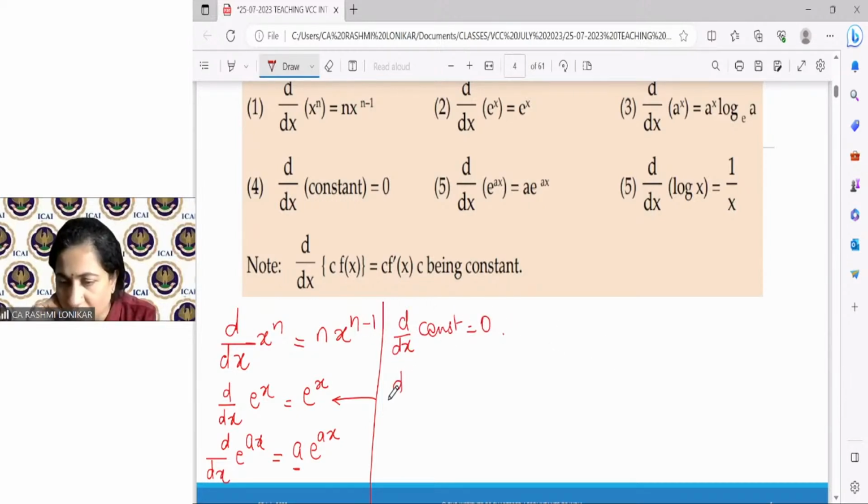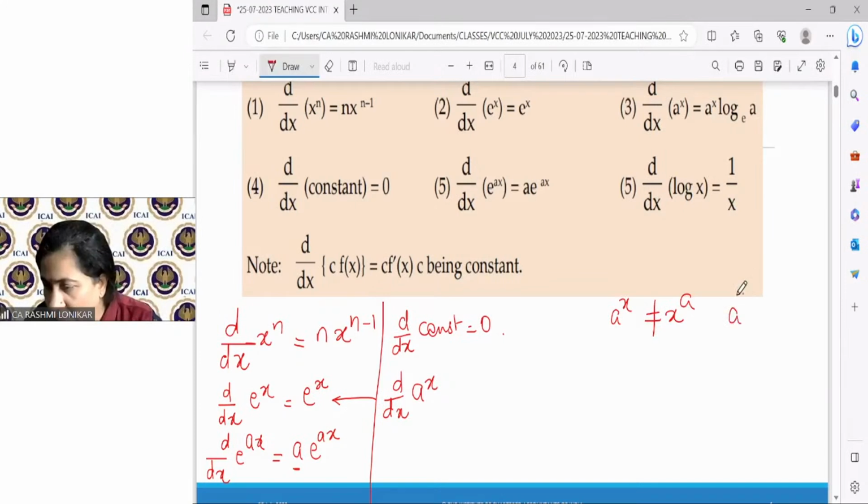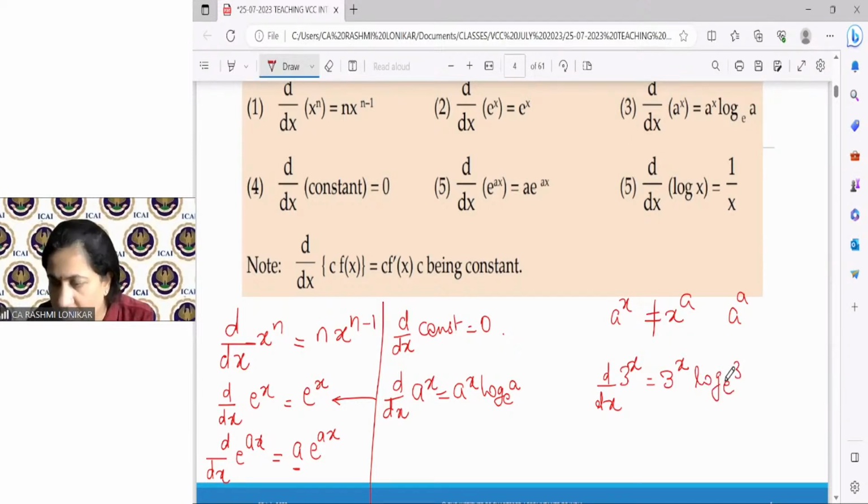Okay, then we have d by dx of a raised to x. As I told you, a raised to x is not the same as x raised to a, and a raised to a is also very different. For example, I have 3 raised to x. For this, the formula is applicable: d by dx of a raised to x is a raised to x log a to the base e. Remember, it's a natural log. So d by dx of 3 raised to x will be equal to 3 raised to x as it is and log 3 to the base e.